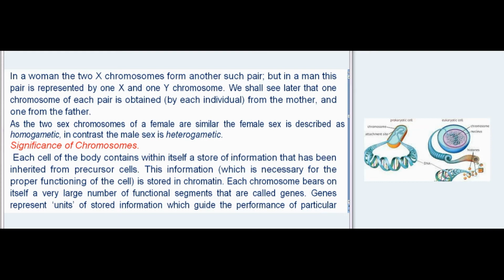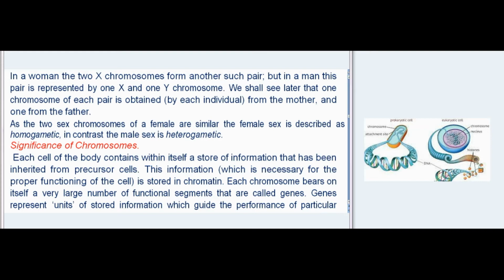We shall see later that 1 chromosome of each pair is obtained, by each individual, from the mother, and 1 from the father. As the 2 sex chromosomes of a female are similar, the female sex is described as homogametic, in contrast the male sex is heterogametic.